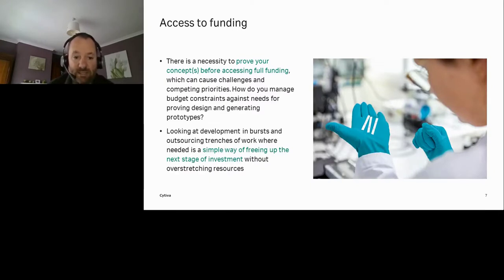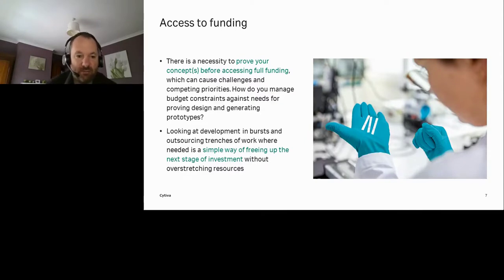One potential way around this is to look at your development in bursts, where you can outsource tranches of work if needed up front, so that's a simple way of freeing up that investment without having to overcommit or overstretch resources, because you get a very precise package of work delivered.